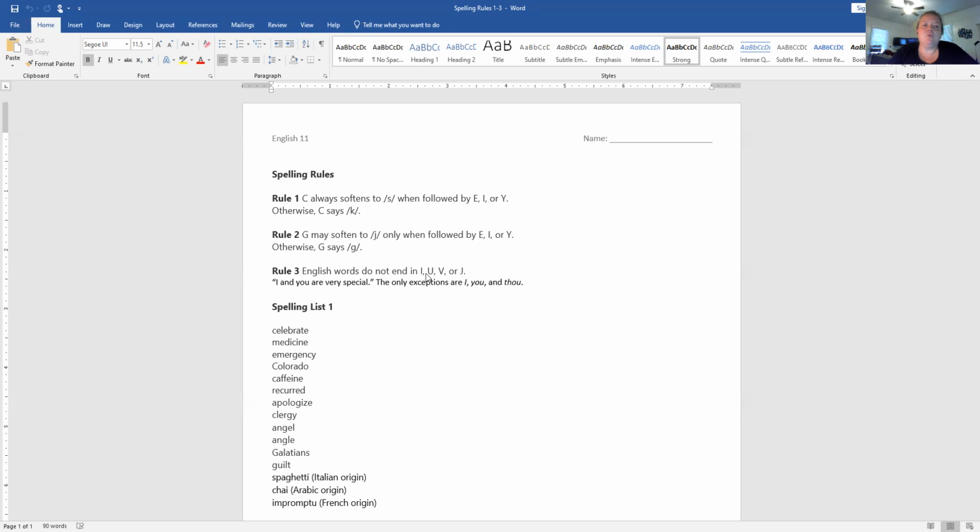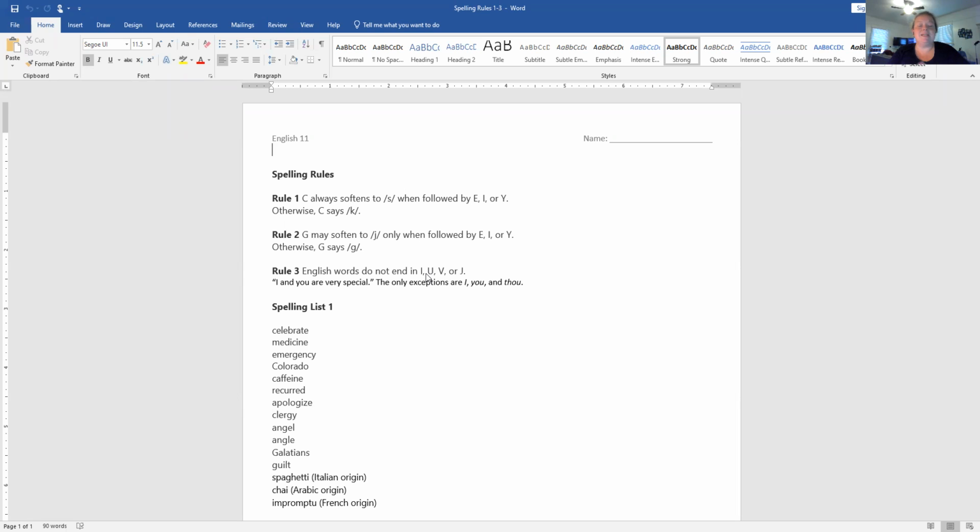We'll see. So rule 1 is that C always softens to an S sound when it's followed by the vowels E, I, or Y, whether Y is being used as a vowel or not. And then otherwise, C is more of a K sound. It's a hard C sound. Rule 2 is that G may soften to J only when followed by E, I, or Y. Otherwise, G says G, which is like angle, Galatians. We'll look at the examples there.